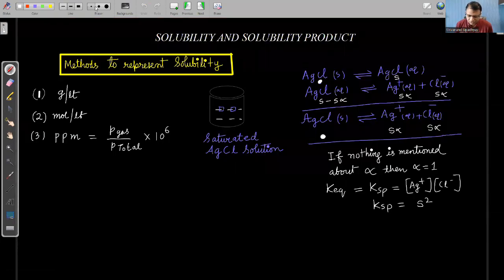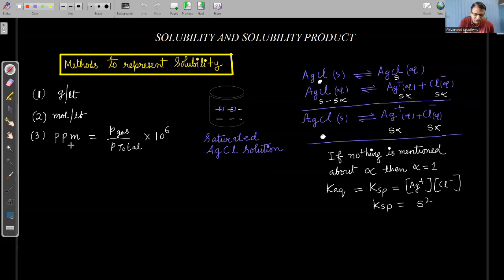So the first thing about solubility and solubility product is there are many methods to represent solubility. In this chapter, when we are solving problems, there are three ways by which we are going to use solubility. One is the mass of the solute in gram dissolved per liter of the solution. And the second way is the number of moles of solute dissolved per liter of solution. That is also known as molar solubility.